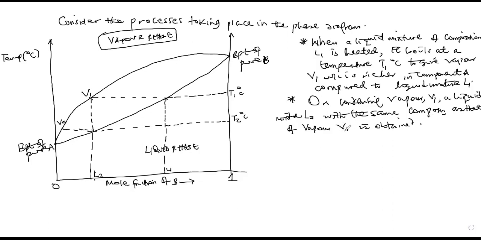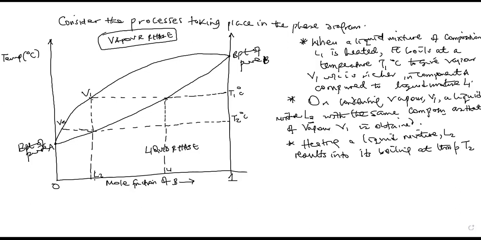Then we heat that liquid L2. So we shall say heating a liquid mixture L2 results in its boiling at temperature T2 degrees Celsius to give a vapor V2, much richer in the more volatile component.